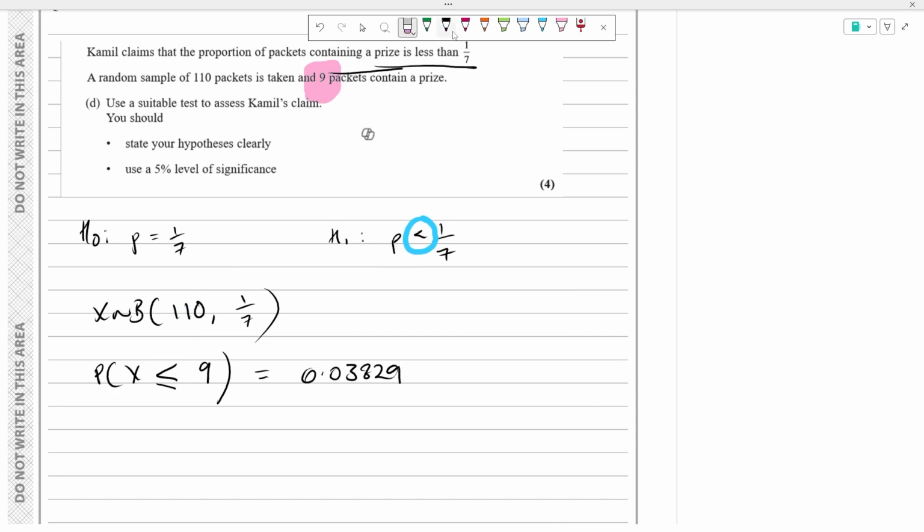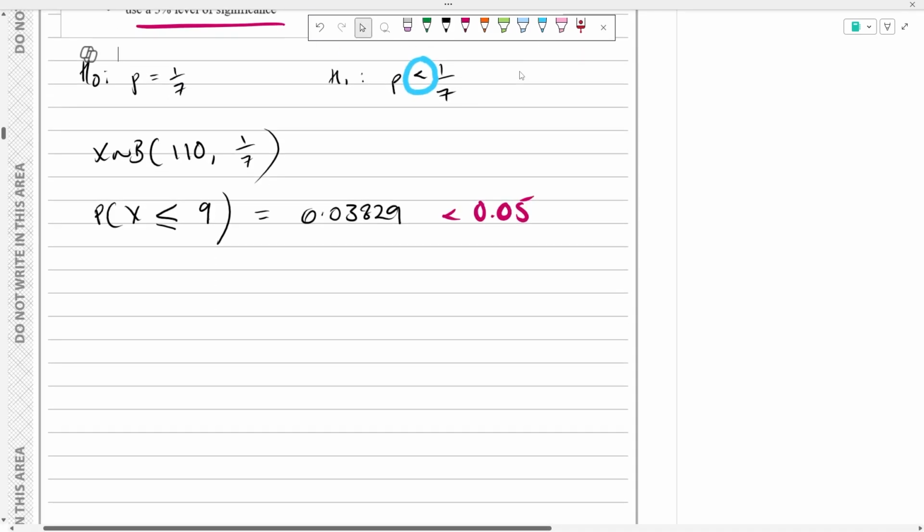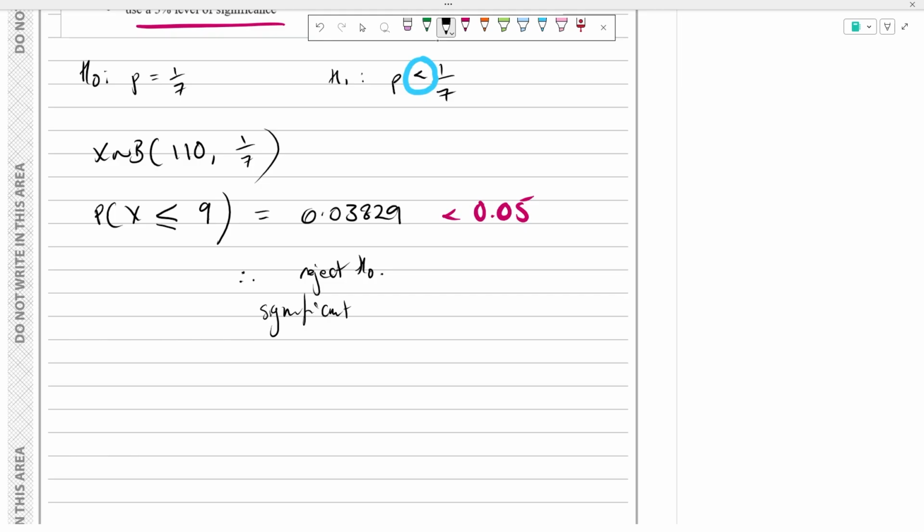Cool. And you can see that this is going to be less than your significance level given to us in the question, which is 5%. Therefore, because it's less than 5%, it's significant. So we're going to say reject H naught, or you could just say it's significant. They basically mean the same thing. And then you're going to say there is evidence to support Camel's claim.